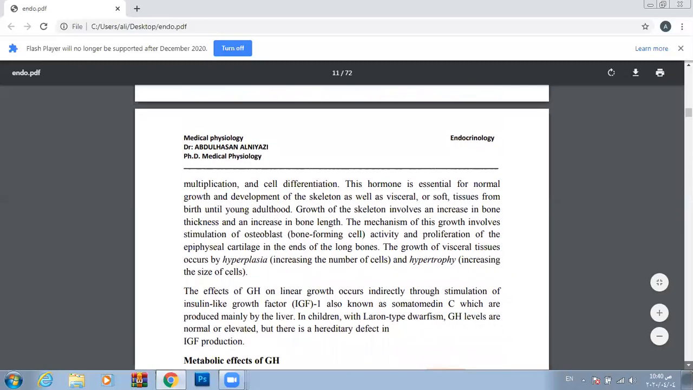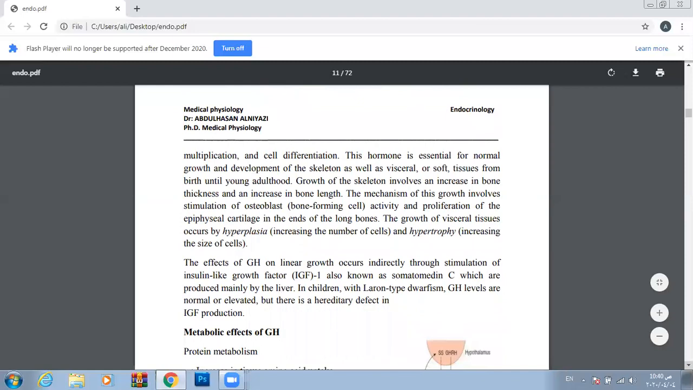The growth of the skeleton involves an increase in the bone thickness and increase in the bone length. يزيد من العروض مالت العظام وبنفس الوقت طول العظام. The mechanism of this growth involves stimulation of osteoblast, bone forming cells، الخلية المسؤولة عن تكوين العظام، يزيد لنا الاكتيفيتي مالتها and the proliferation of the epiphyseal cartilage in the end of the long bone.